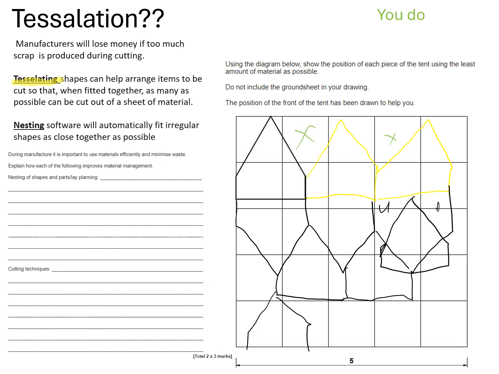Nesting is software that will automatically fit irregular shapes as close together as possible. You can see there the example question is: explain how each of the following improves material management. Nesting of shapes, and cutting technique. What it means is, if you're cutting, are you going to laser cut rather than use a saw? With the saw, you've got the thickness of a saw blade, which means you'd lose some material. But laser cutting is precision cutting, so you're not going to waste much material.